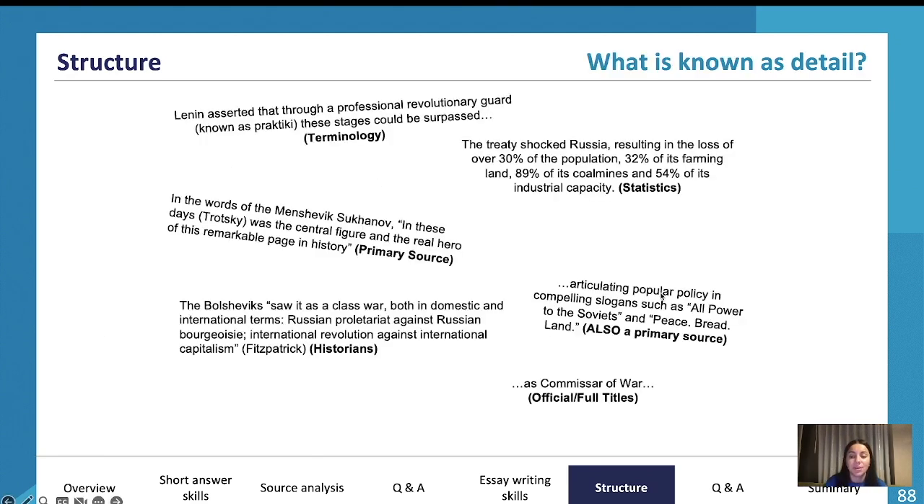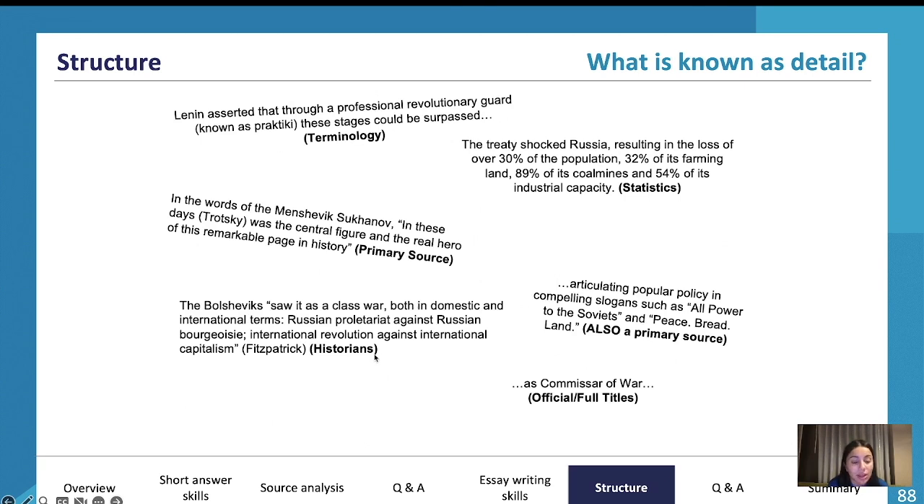So this is just an example of the different details. Terminology is here: we've got the Revolutionary Guard, so it's got the English translation, but then the Russian term as well. Here we've got statistics, and you can see how great that looks. We've got Peace, Bread, and Land, which is such an easy quote and slogan as a primary source. If you're doing Russia, please look into this if you don't already use it. I feel like a lot of people are. But All Power to the Soviets and Peace, Bread, and Land is such a good quote and so easy to memorize. We've also got this primary source.